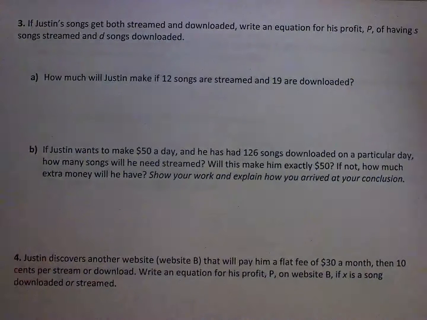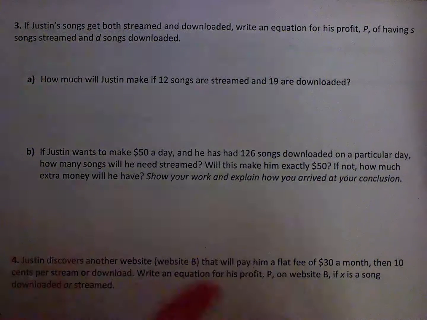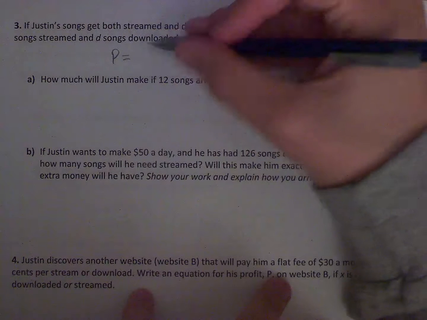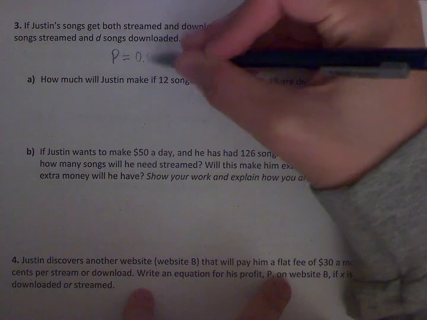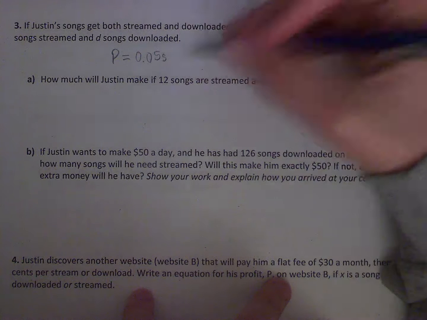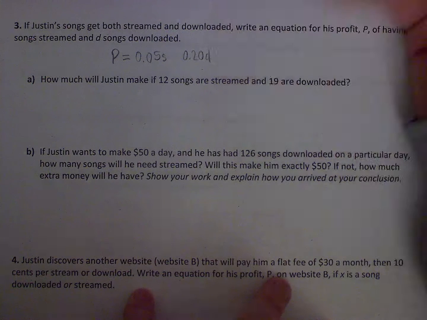If Justin's songs were both streamed and downloaded, write an equation for his profit of having S songs streamed and D songs downloaded. Okay, so this is kind of like the previous page, except now I have to account for both streaming and download. So I still have a profit P. And I remember that for when his songs get streamed, he makes 5 cents every time his songs get streamed. And he makes 20 cents every time his song gets downloaded.